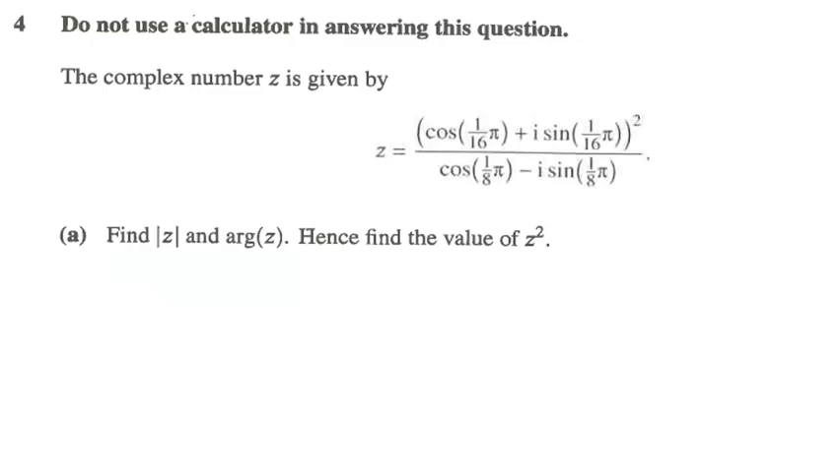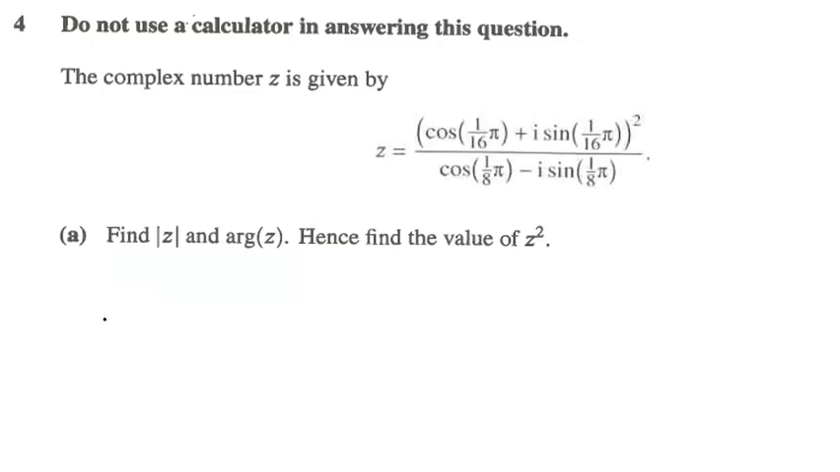Cambridge Assessment International Education 2021 H2 paper 1 problem number 4, don't use a calculator in answering this question. The complex number z is given by this equality. Part A, find the absolute value of z and arg z, hence find the value of z squared.